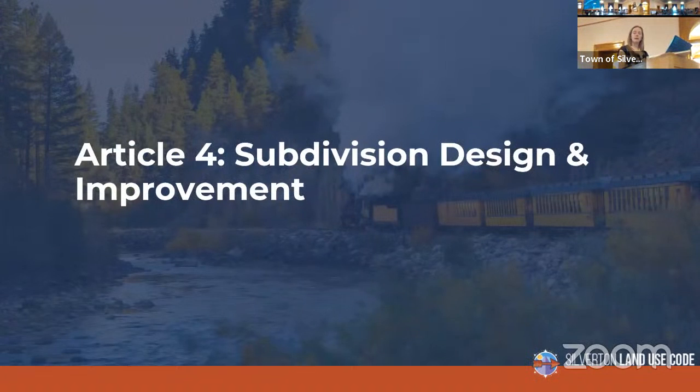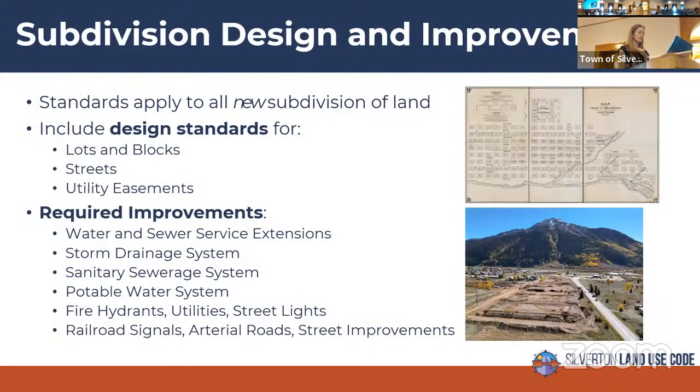Next slide, please. The next article is subdivision. You can go to the next slide. So though a significant portion of the town is already subdivided and platted, future subdivisions are possible. And all of the standards in this article will apply to those new subdivisions. So it includes design standards around the lots and the blocks of subdivisions, standards for streets, as well as utility easements. And then it also describes the required public improvements that must be constructed. So things like water and sewer, storm drainage, fire hydrants, and street improvements. Next slide, please.